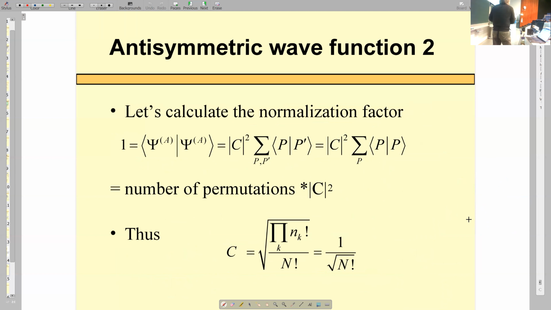Now let us calculate the normalization factor, and it's the same calculation. One has to compute.